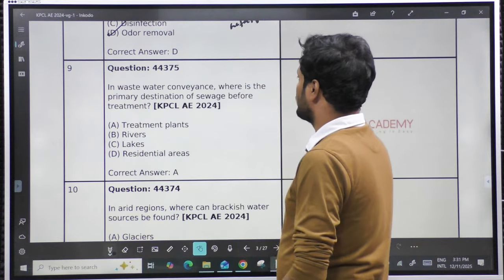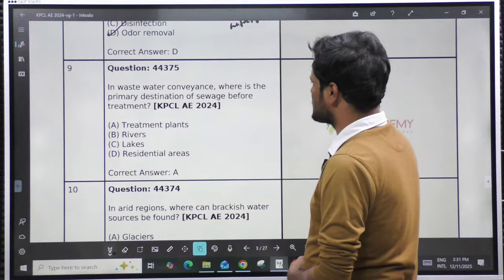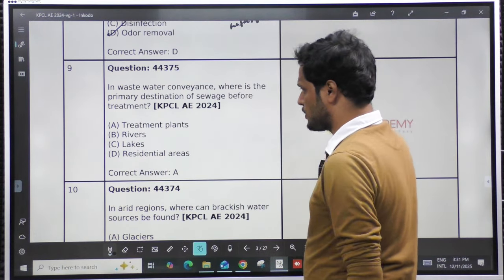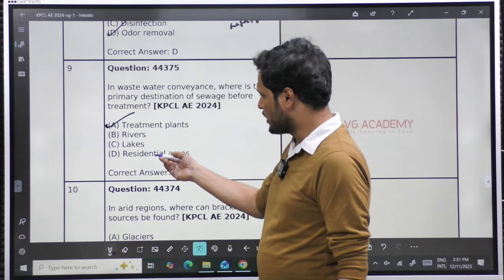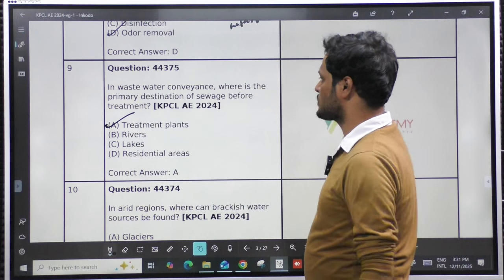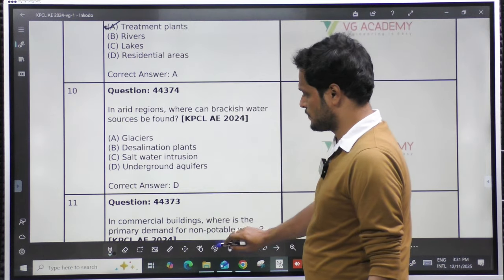In wastewater conveyance, what is the primary destination of sewage before the treatment? It has to come to the treatment plant, because rivers, lakes, residential is not possible. So the possible answer is treatment plants.